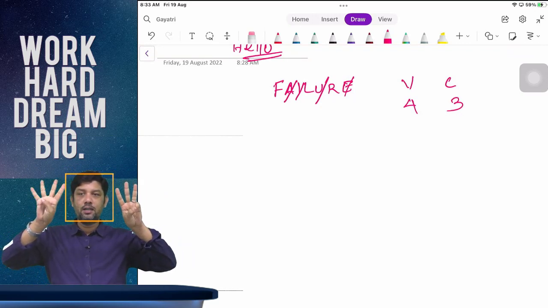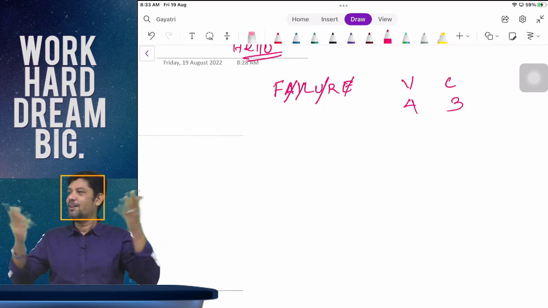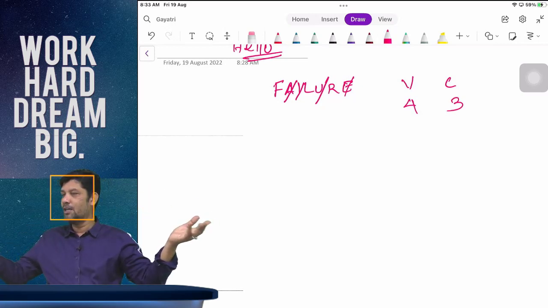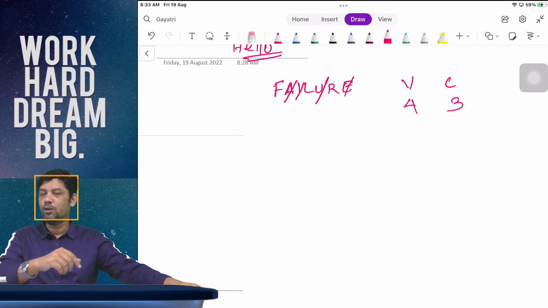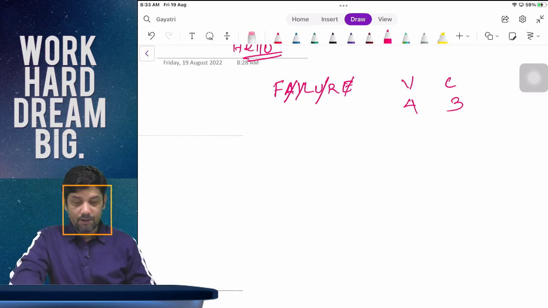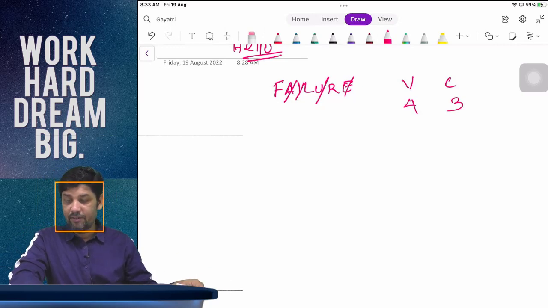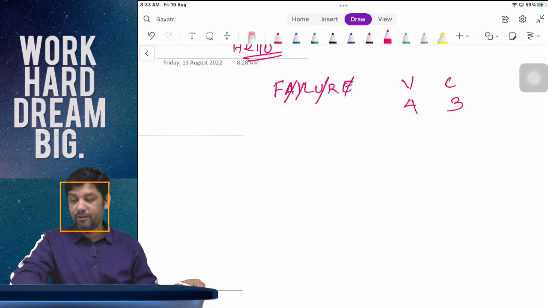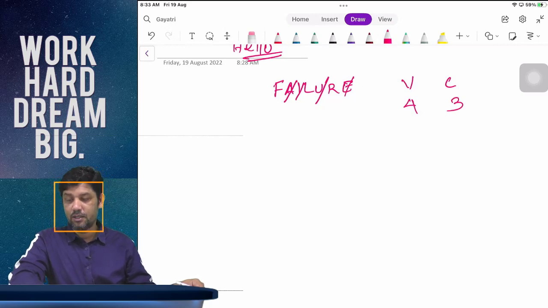What is it? 4 factorial into 4 factorial into 4 factorial. 24 into 24. What is the answer, my dear? 576. Yes. Everyone is giving the right answer. Very good. Fine.